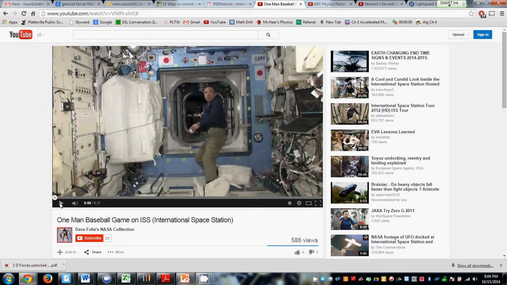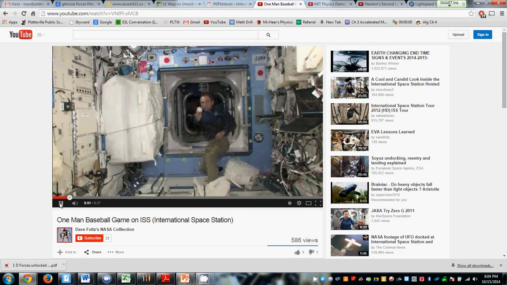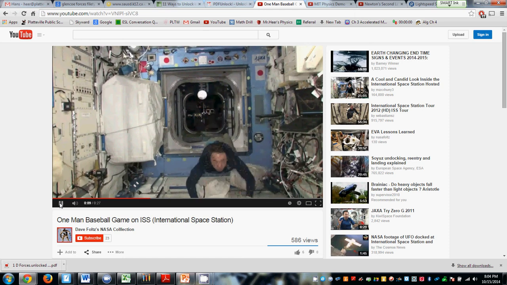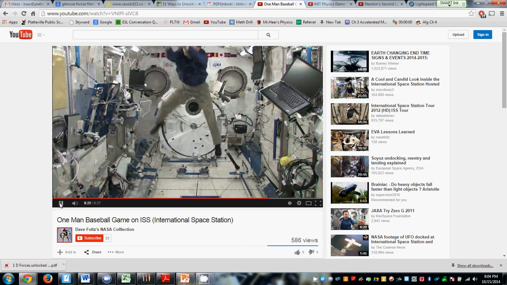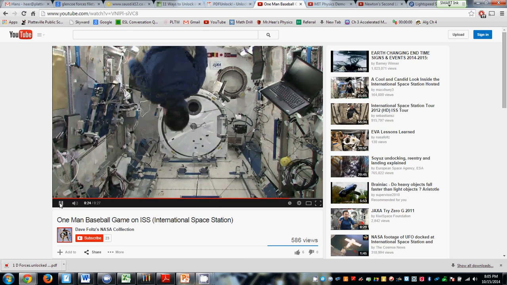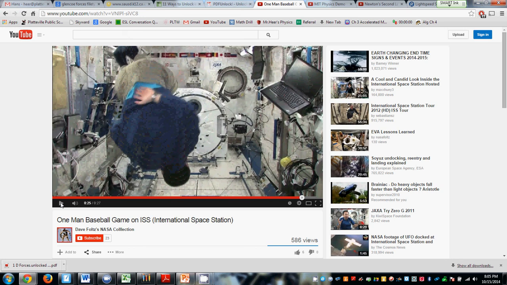You can see a prime example of objects in motion staying in motion in a perfect straight line. Up in space, there's not a whole lot of gravity, but look how perfectly straight that ball moves. And look at him, too. As he moves across the space station, you'll see him moving in a perfect straight line. Very crazy.